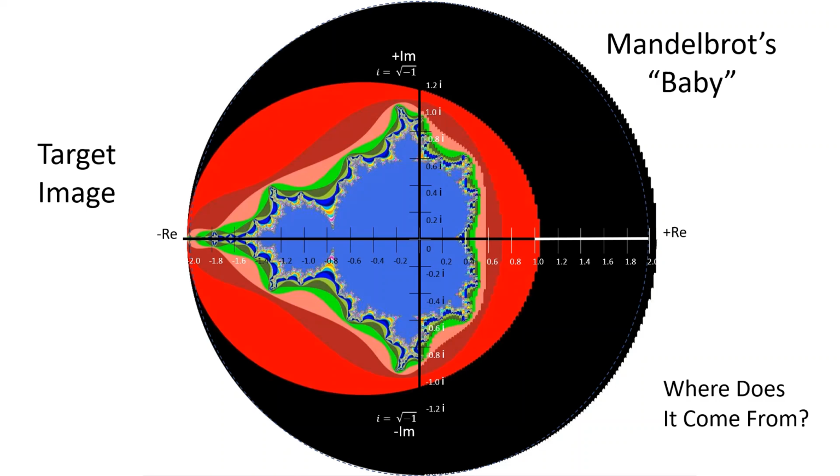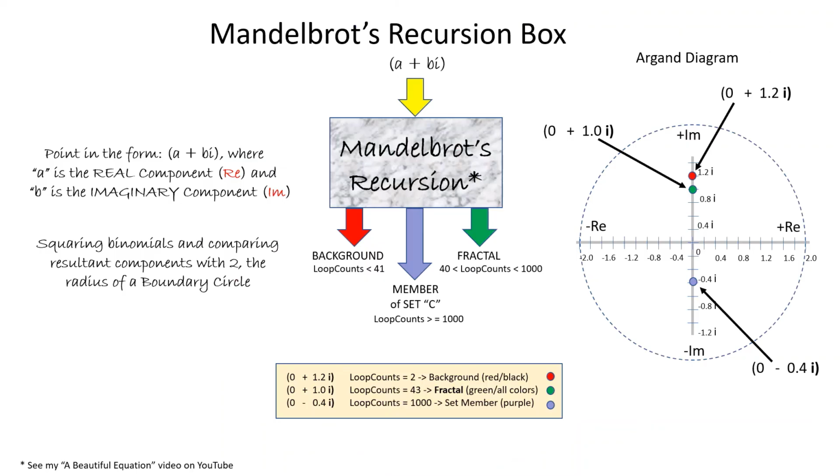It was Mandelbrot's recursive equation that was giving him all this information. Let's look closer. He came up with an equation that if you fed a number into it, it would tell you whether it's background. It would tell you whether it's a set member. We'll talk about what that means. Or it would tell you whether it's a fractal or not.